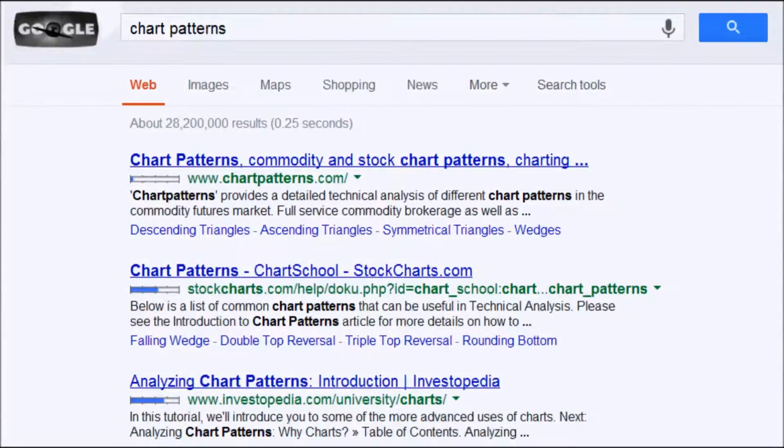Chart patterns are without a doubt one of the most useful tools when doing technical analysis of stock charts. And when you do a Google search for the term chart patterns, you get 28 million results. And that means that chart patterns are a very popular subject. And the reason is, chart patterns put all buying and selling pressure into perspective by consolidating the forces of supply and demand into one concise picture.